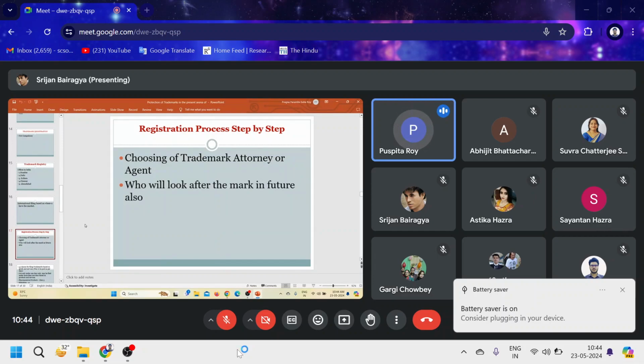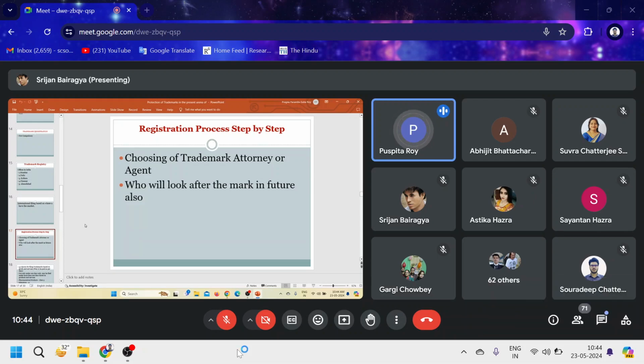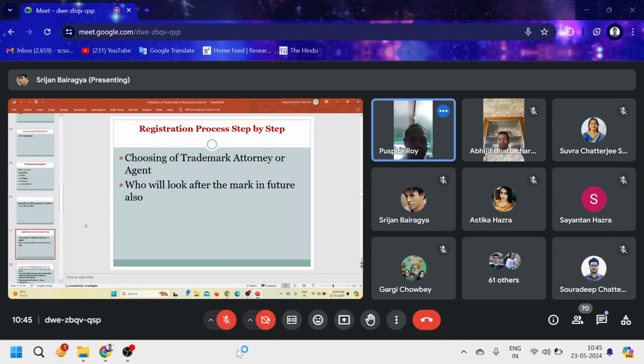Suppose I am already having a trademark by virtue of which I am carrying on my business. Good enough. And a new company has come up and it is also using my mark for its own business, unknowingly, not knowingly. So my attorney is there to look after that. He will find out and say, no, you cannot do so because this mark is already in existence, so you cannot use that. So this is the work of this attorney or trademark agent.